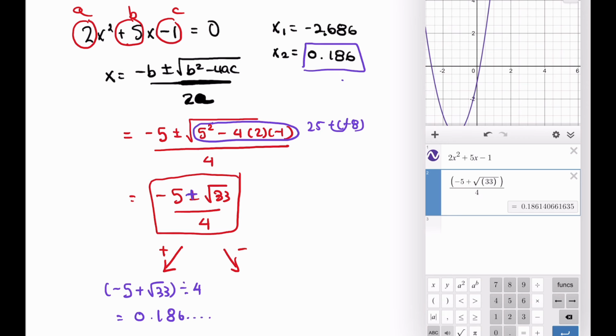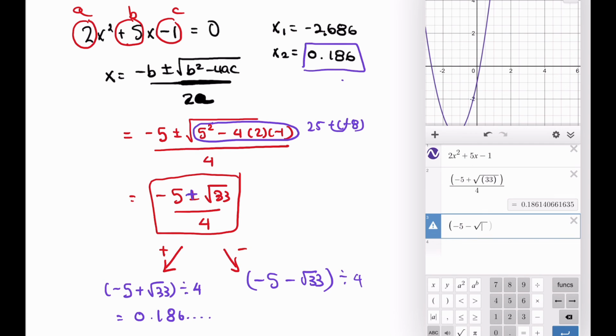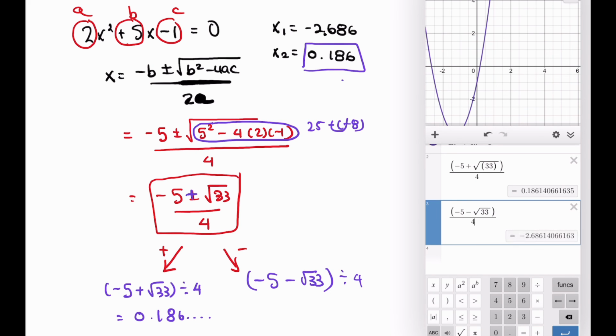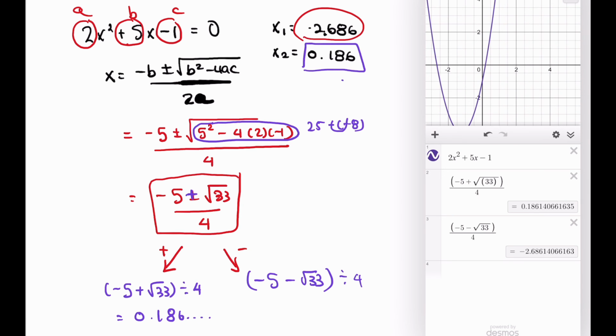So let's do the same thing with the negative pathway. So negative 5 minus root 33, and then you have to either press enter or put brackets around it, and divide by 4. So let's go bracket, negative 5. This time I'm going to take the minus pathway, root 33. Okay, and then divide that by 4. And there we go. The other answer turned out to be the first number that we looked at, which is one of the zeros. Zeros, x-intercepts, same thing.